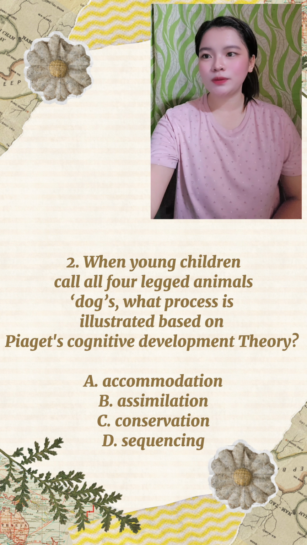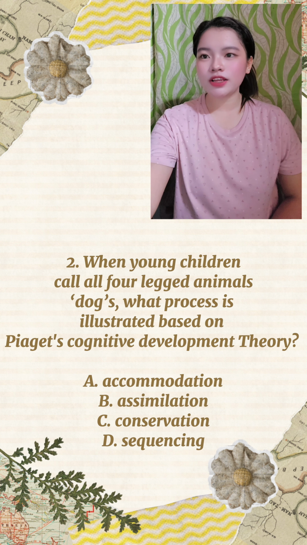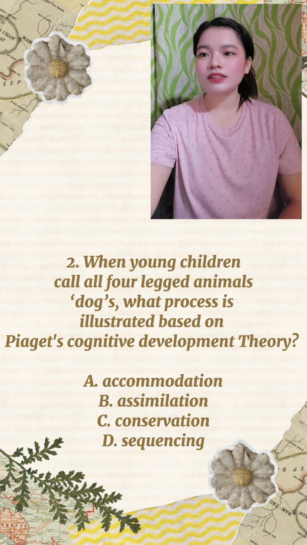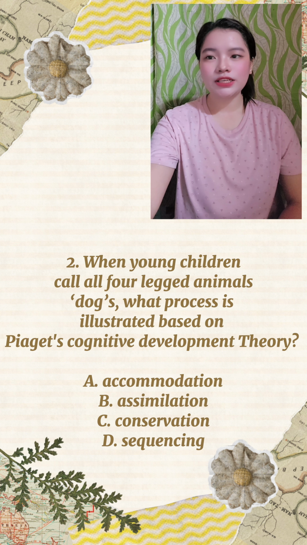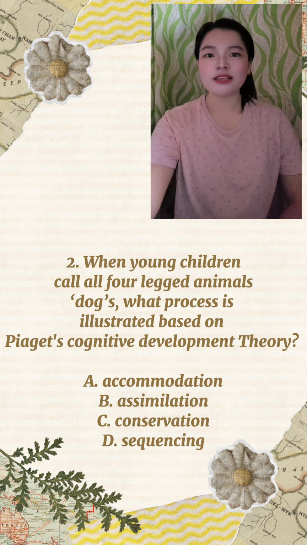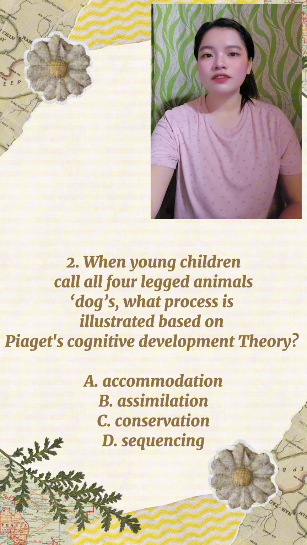Question number 2. When young children call all four-legged animals dogs, what process is illustrated based on Piaget's cognitive development theory? A. Accommodation, B. Assimilation, C. Conservation, and D. Sequencing.